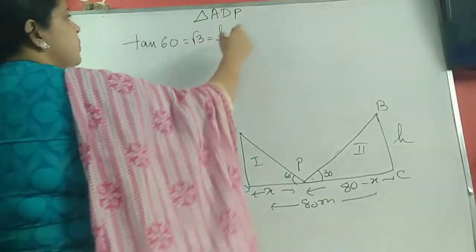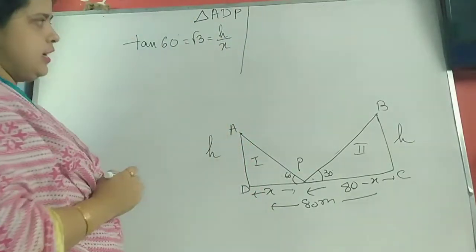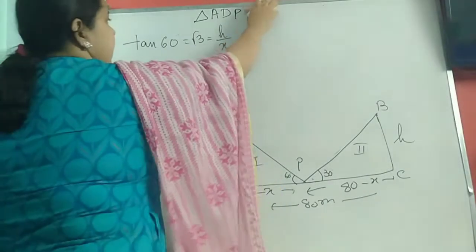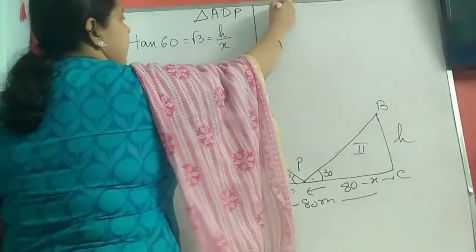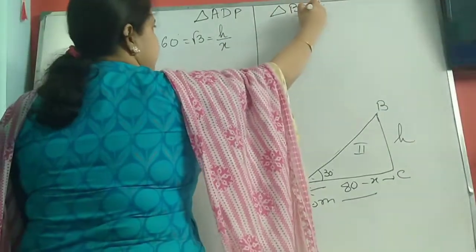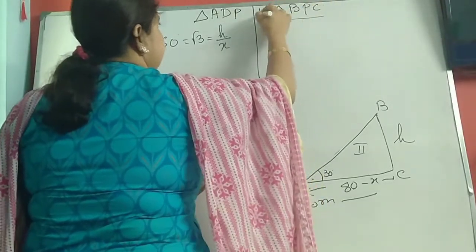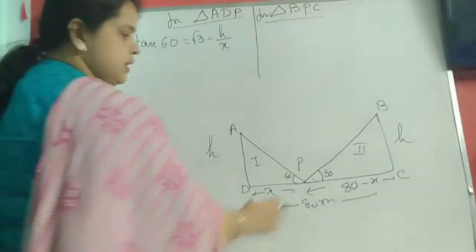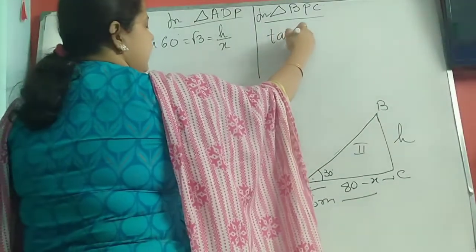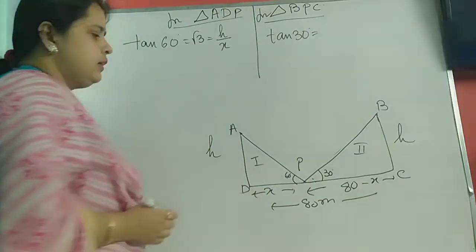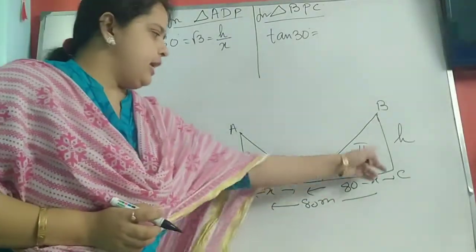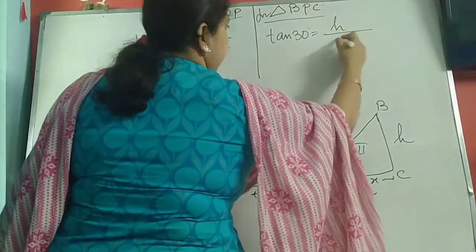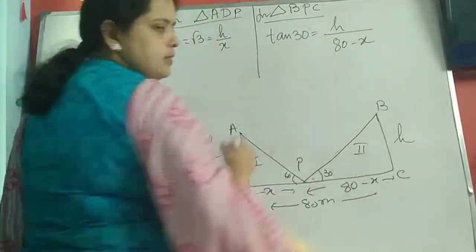Now in the other triangle, there is another triangle BPC. So I am writing there. I am dividing this into two halves, and I am writing here; it's better you also do the same way. In this triangle and in this triangle. Fine. So this is tan of 30 degrees, which is h by 80 minus x. H by 80 minus x.